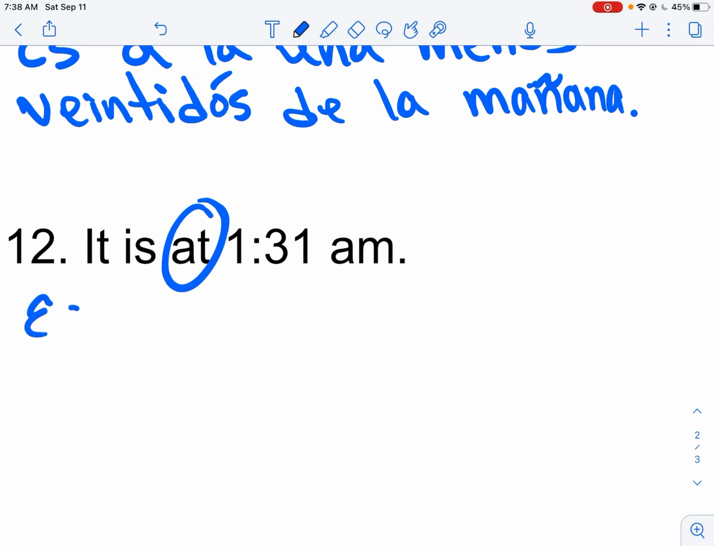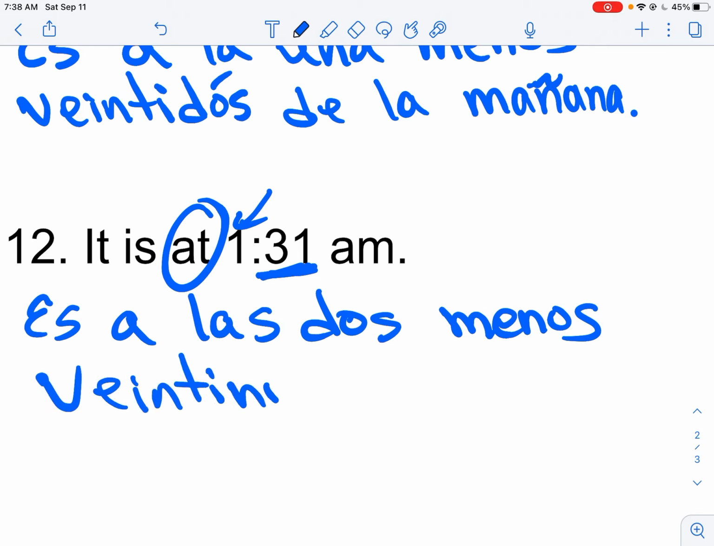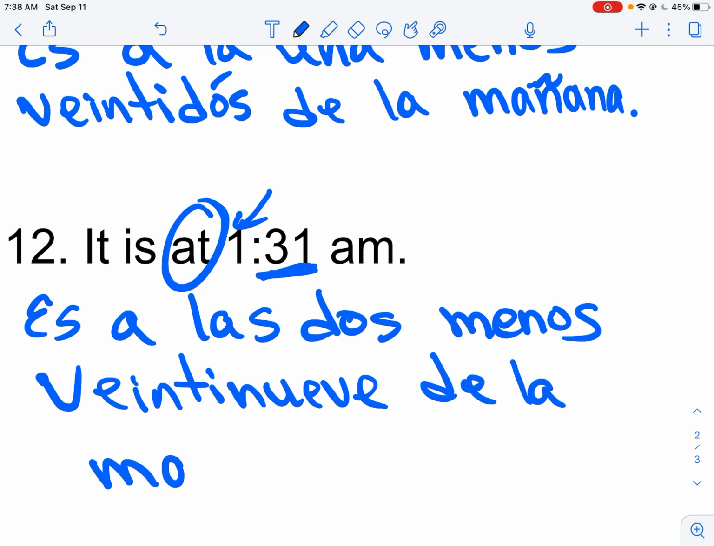Okay, we've got an at. S, A. Now, this is after 30 minutes, so this number goes up to the next number. Es a las dos menos 29. Okay, and that's in the morning, de la mañana.